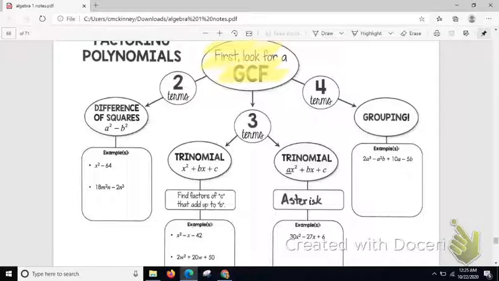After we factor with GCF, then we're going to follow this flow chart. If there's only two terms, then it's likely to be a difference of squares pattern. So that's what we just talked about. That's when, for instance, these are both perfect squares with a minus in the middle. So x squared minus 64 would be x minus 8 and x plus 8.